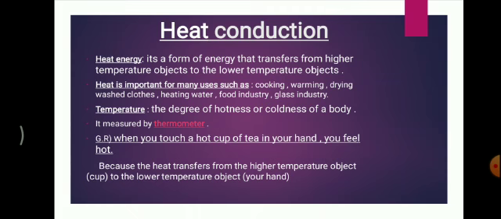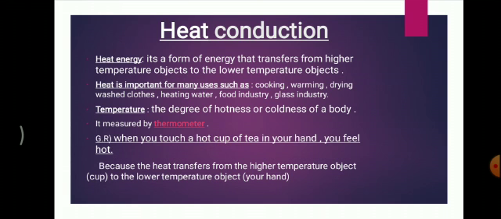What about temperature? What is meant by temperature? Temperature is the degree of what? Of hotness or coldness of a body, or it's the indicator that helps us express the hotness or coldness of the body. How can we measure temperature? We can measure temperature by an important device called a thermometer.